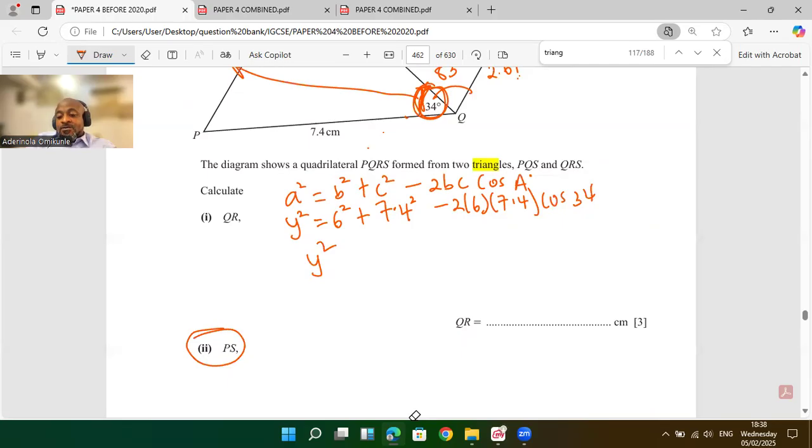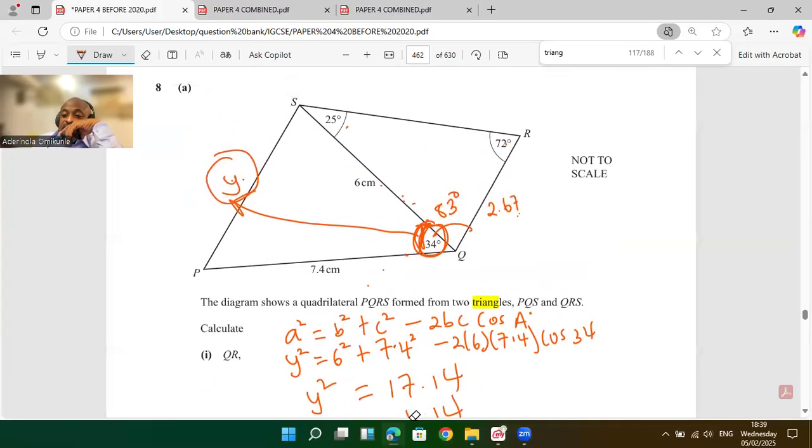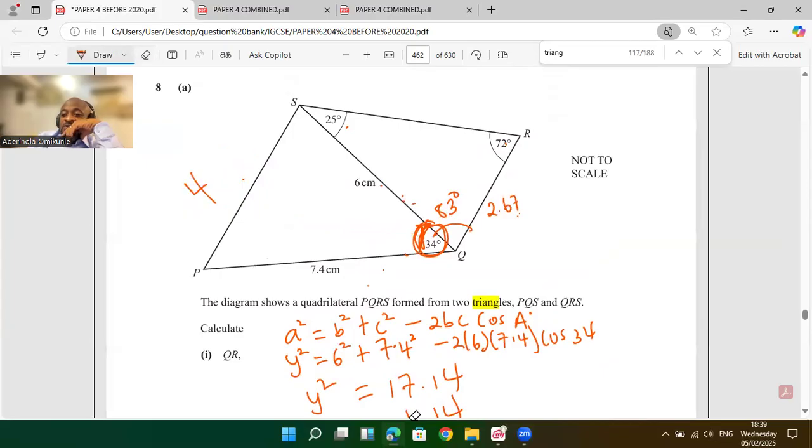Okay. And that gives us y squared is 17.14. A common mistake is to forget to take square roots, which could be a very, very terrible mistake if you do that. So take the square root of this, and that gives me 4.14. So y is equal to 4.14. So that means our PS is 4.1. So you can see that every single thing I've gotten, I'm writing it on the image because we may need it when we are calculating something else that is missing.